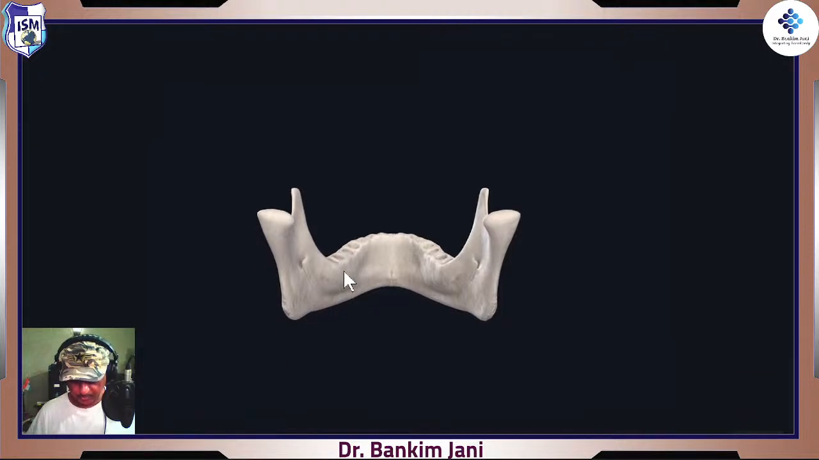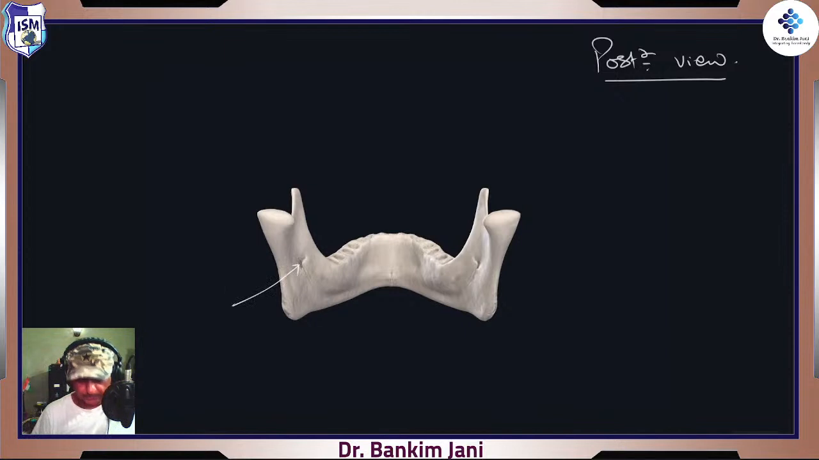Going into slightly more detail, now this is dead posterior. Absolutely, we are watching it from behind, right? So this is a posterior view. And in this, two things are to be seen. One, see, there is a foramen, right? That is what is called the mandibular foramen. Foramen in mandible is mandibular foramen.